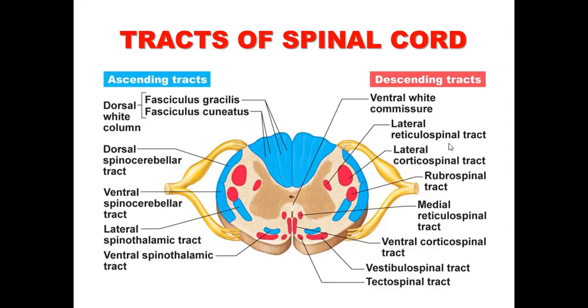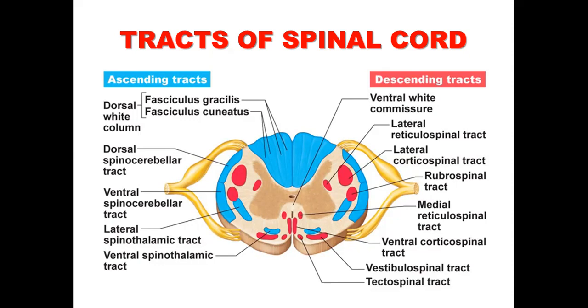So these are the ascending tracts, and the important descending fibers are the lateral corticospinal tract and ventral corticospinal tract. Here is the ventral corticospinal tract and here is the lateral corticospinal tract. These corticospinal tracts are the motor tracts, efferent pathways. They start from the motor nuclei in the cerebral cortex.